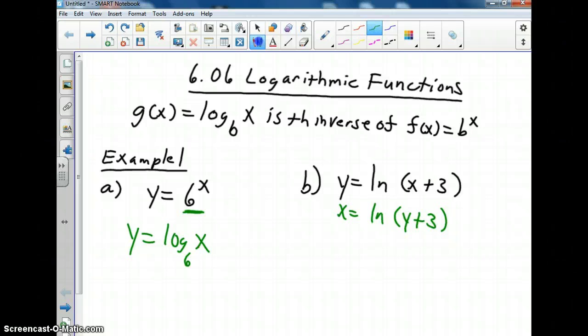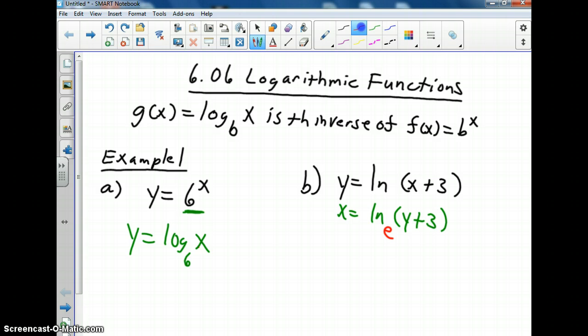We learned that yesterday. What's the base of all ln's? Nope, that's for log, but this is ln. That's natural log. Okay, yeah, it's e. Right, very good. Ln means natural log. That's what you learned yesterday. Okay, the base of all natural logs is e.